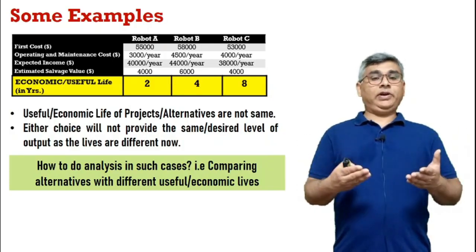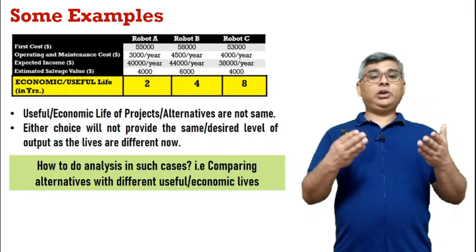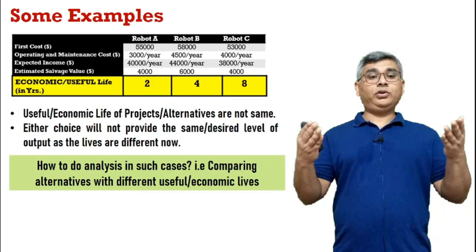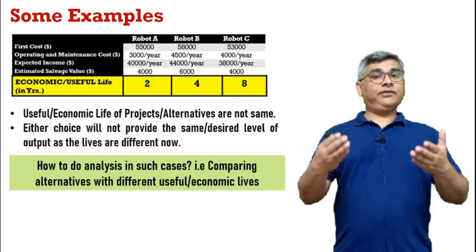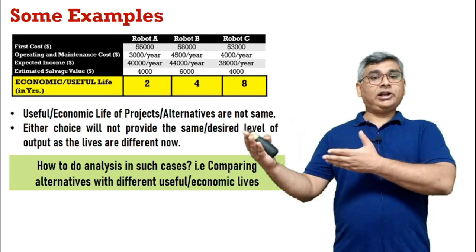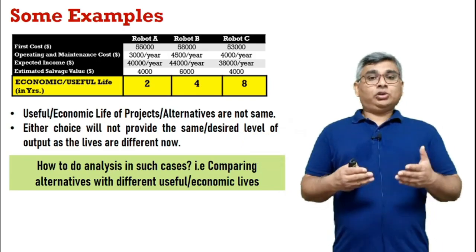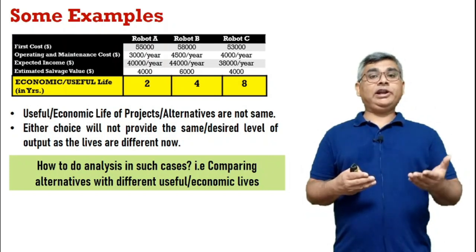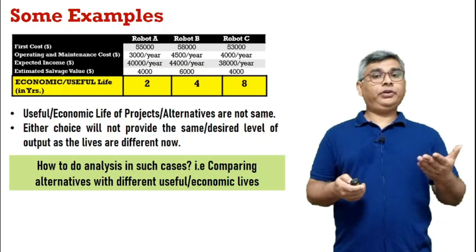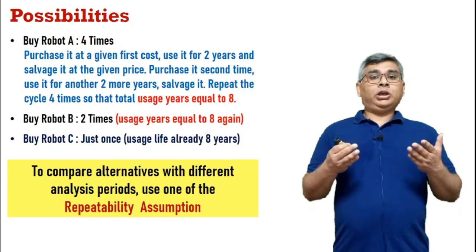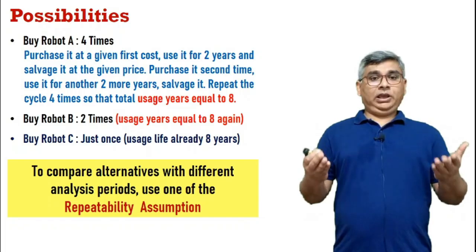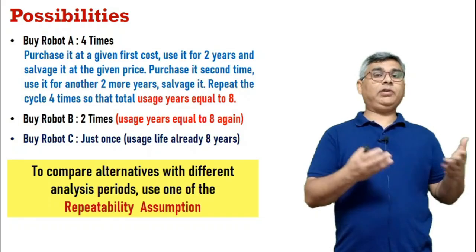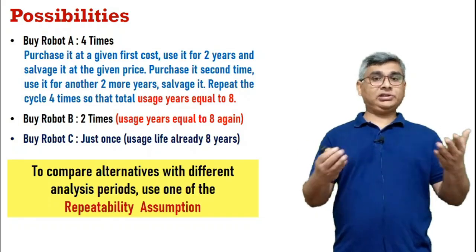This is because either choice will not provide the same or the desired level of output, as each alternative has a different time frame or life cycle. So let's see how we can compare the alternatives in this type of case. There are two or three possibilities, but here we will discuss just one. So what is that possibility?